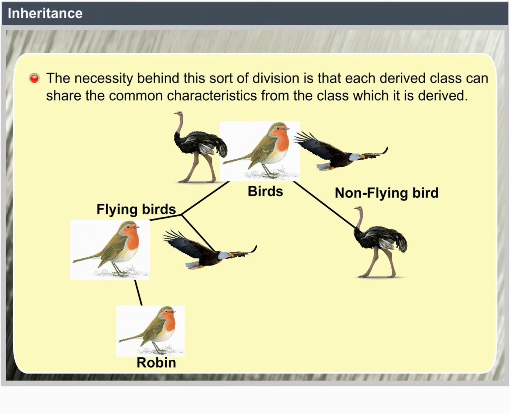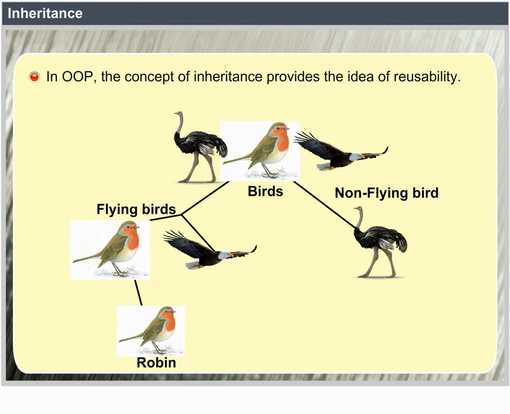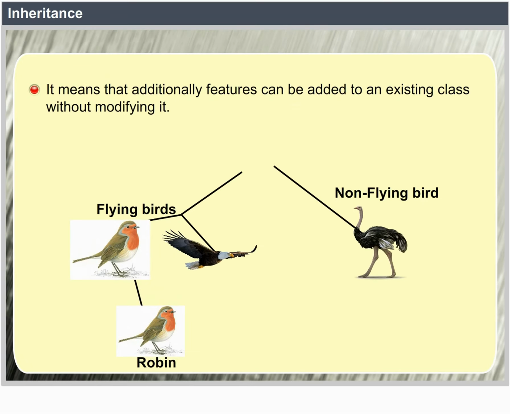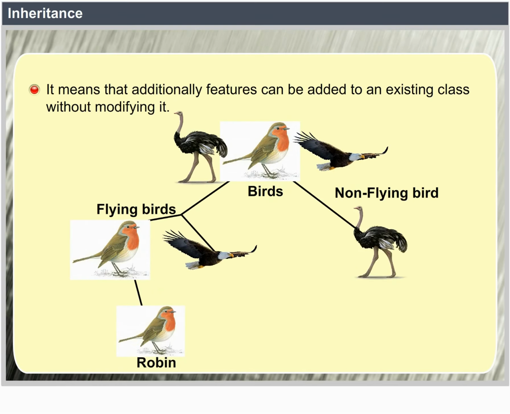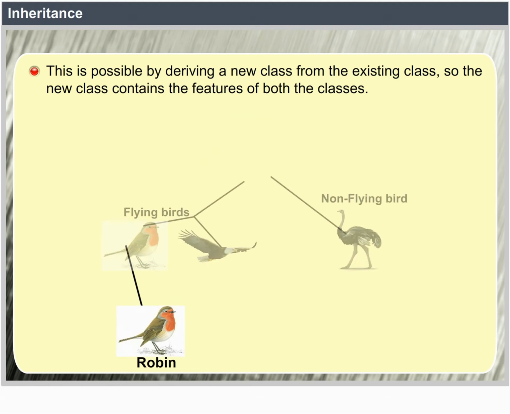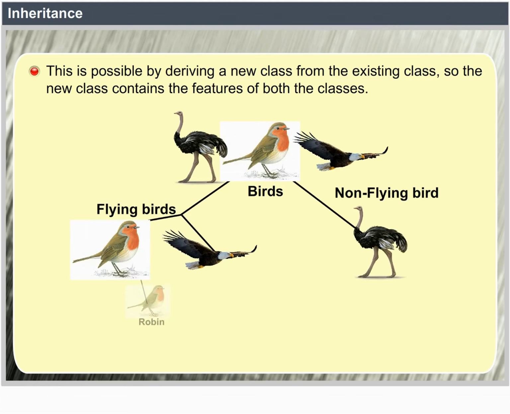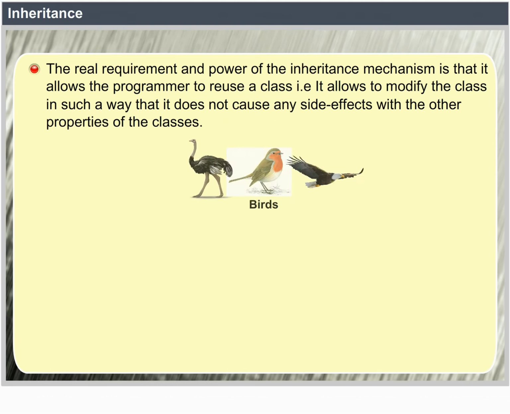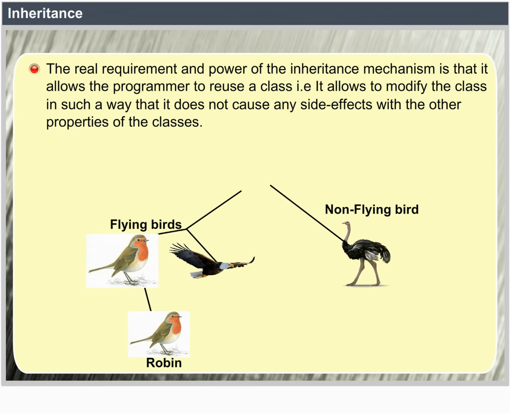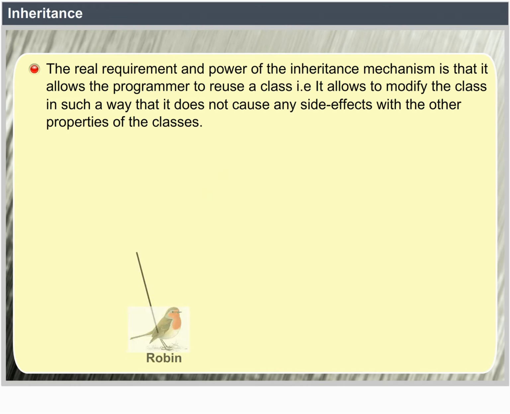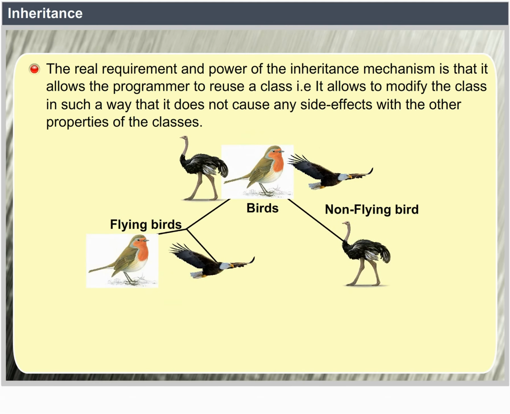In object-oriented programming, the concept of inheritance provides the idea of reusability. This means that we can add additional features to an existing class without modifying it. This is possible by deriving a new class from the existing one. The new class will have the combined features of both classes. The real appeal and power of the inheritance mechanism is that it allows the programmer to reuse a class that is almost but not exactly what we want and to tailor the class in such a way that it does not introduce any undesirable side effects into the rest of the classes.